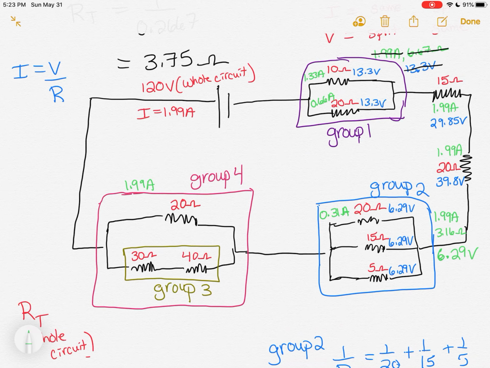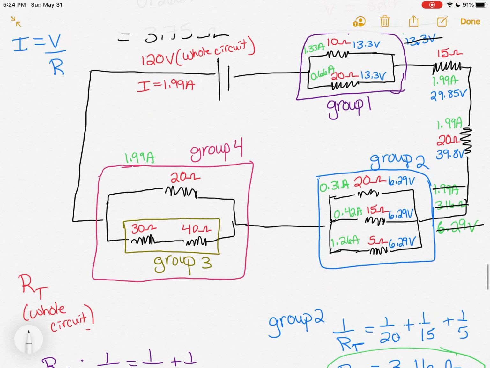So our top one is 0.31 amps. Then we're 0.42 amps. And then we're 1.26 amps. All right, so then we can cross out those values because those were for just group 2, not for each individual resistor. All right, so we're going to go on to our last section.